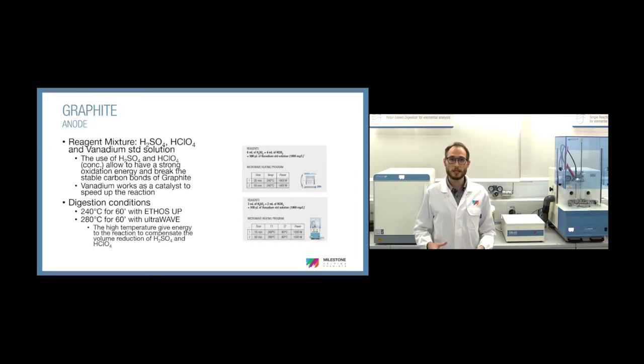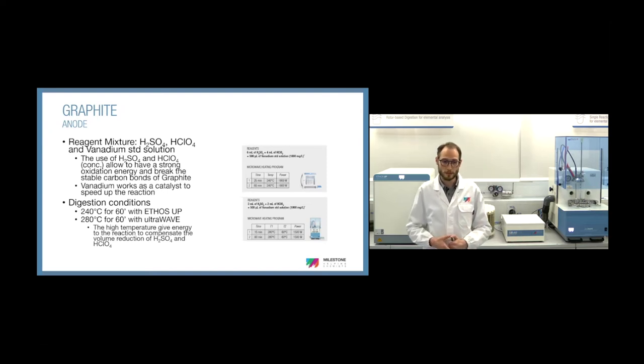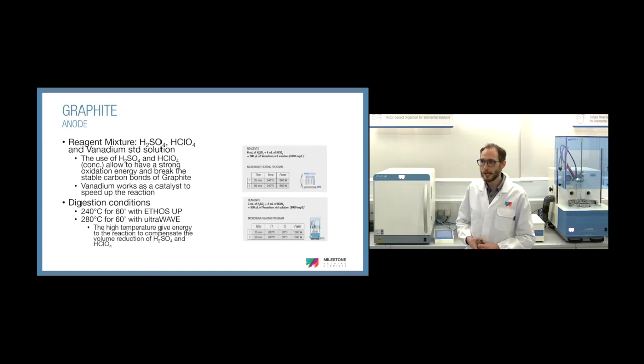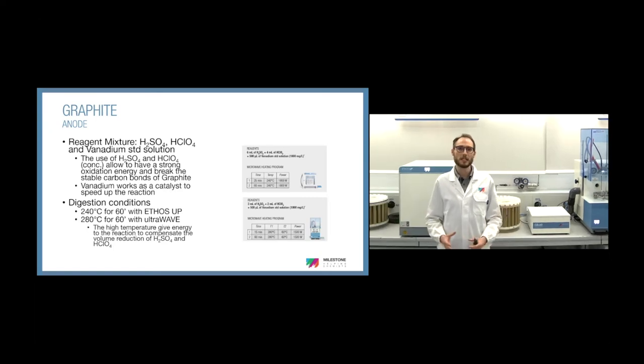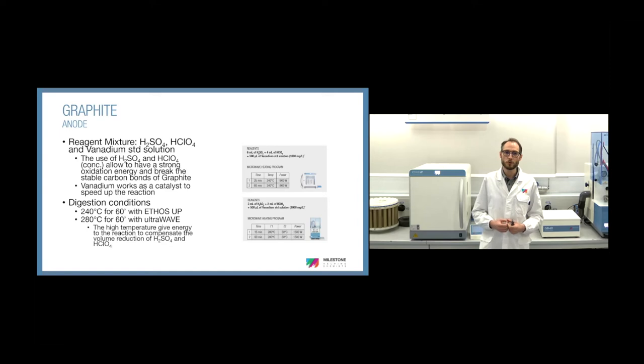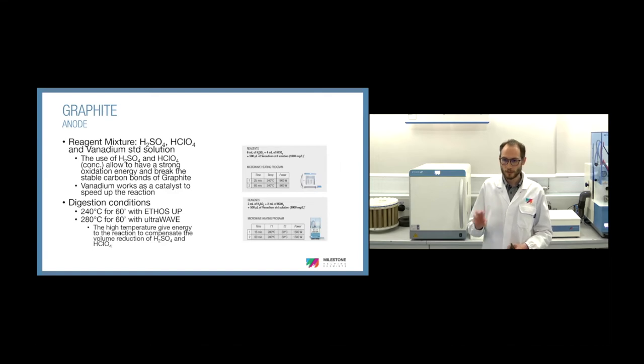And the last example that I want to show you, the last application that I want to share with you, is a graphite sample. Graphite is used as an anode in lithium battery components. And graphite, I think, is one of the most difficult samples to digest because it's very, very stable. It's very difficult to break the carbon bonds of graphite. So after huge experience and work on this material, we were able to find a good acid mixture that allows us to fully dissolve this material.